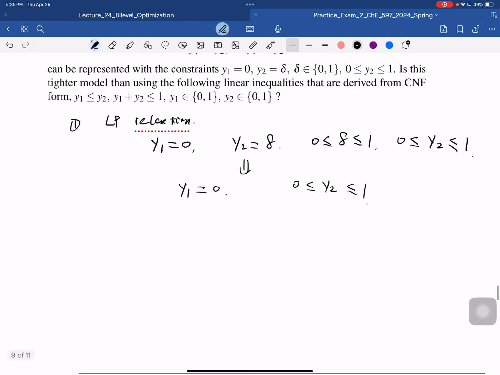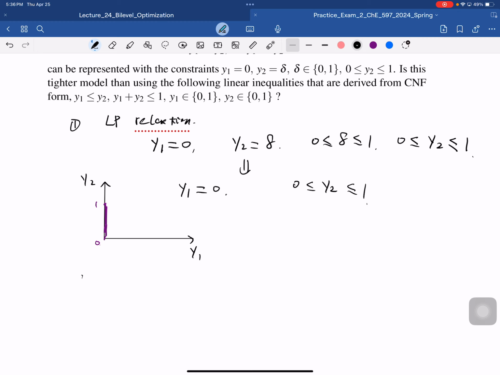If you were to plot this, let me give you some geometric intuition. You don't have to plot this when you answer the question; you can just show it algebraically. So this is y1, this is y2. The feasible region of the first problem is this line segment between 0 and 1 here. y1 can only be 0. So this is the feasible region of the first formulation.